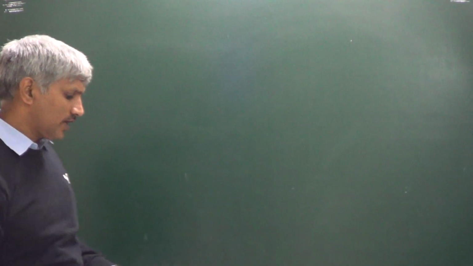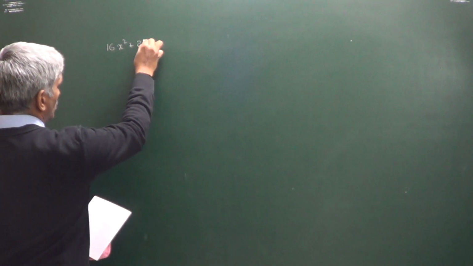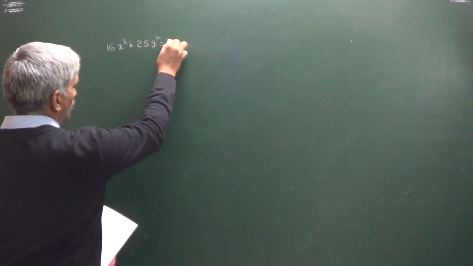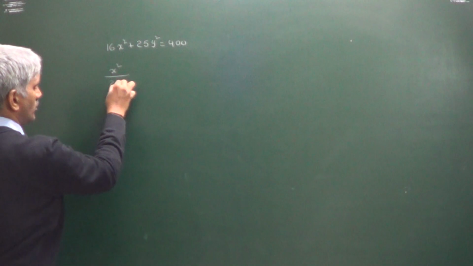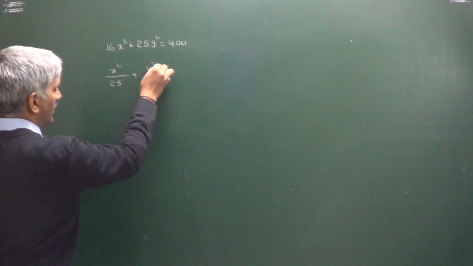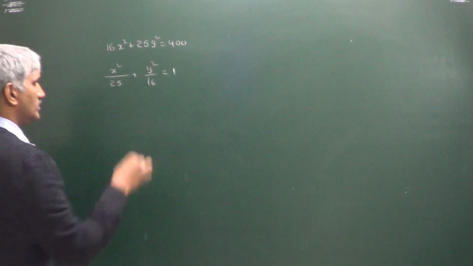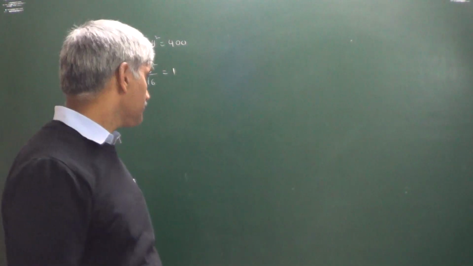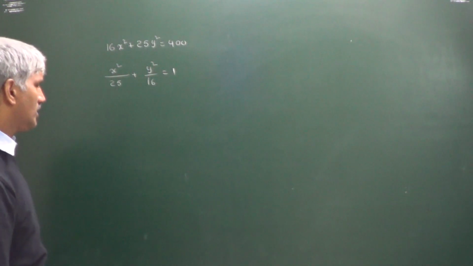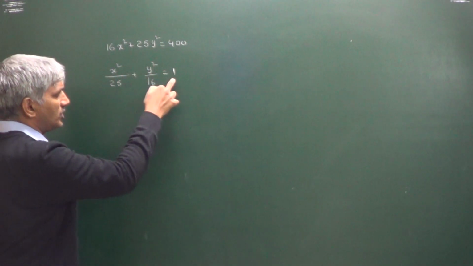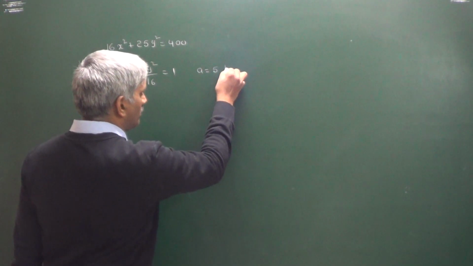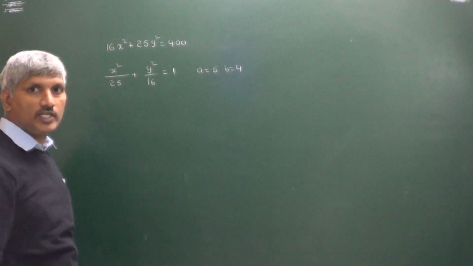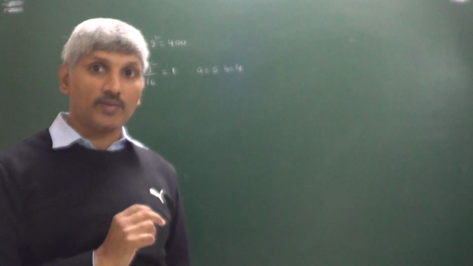See, the question is given like this: 16x square plus 25y square is equal to 400. Now I can write this as x square divided by 25 plus y square divided by 16 is equal to 1. That is the equation of an ellipse. No doubt you can check a value is equal to 5 and b value is equal to 4. Clearly a is greater than b. Whenever a is greater than b, it will come under the first form.